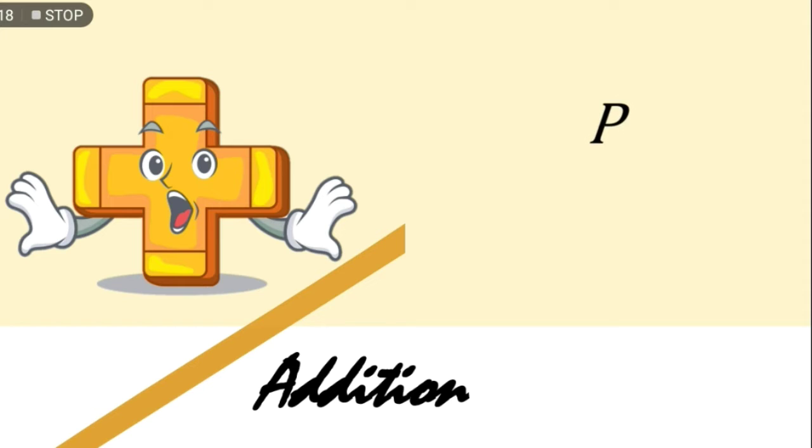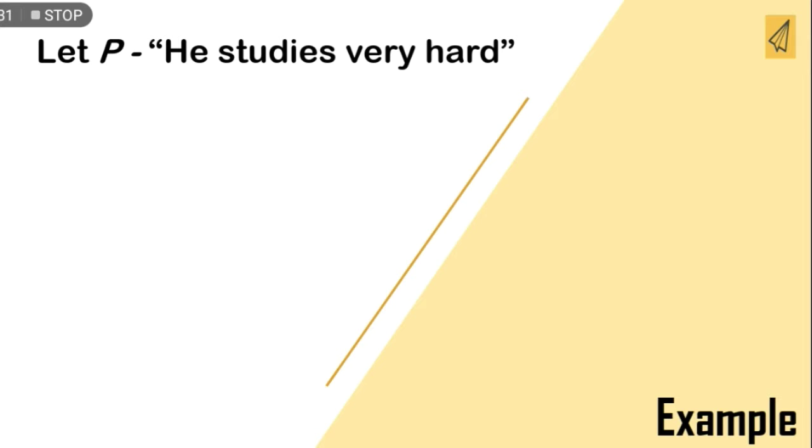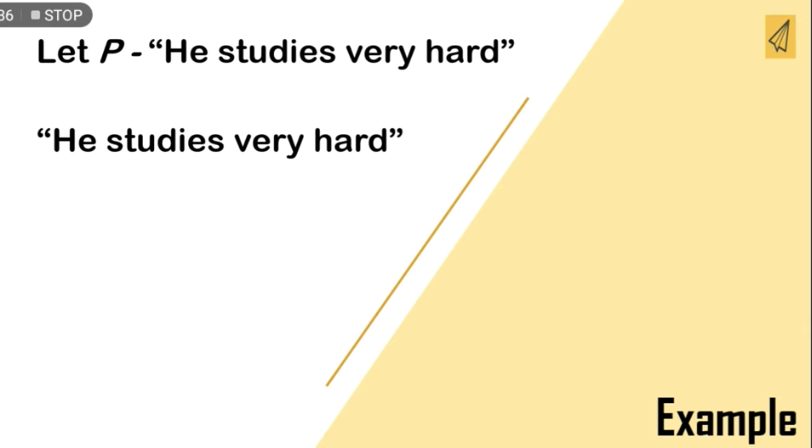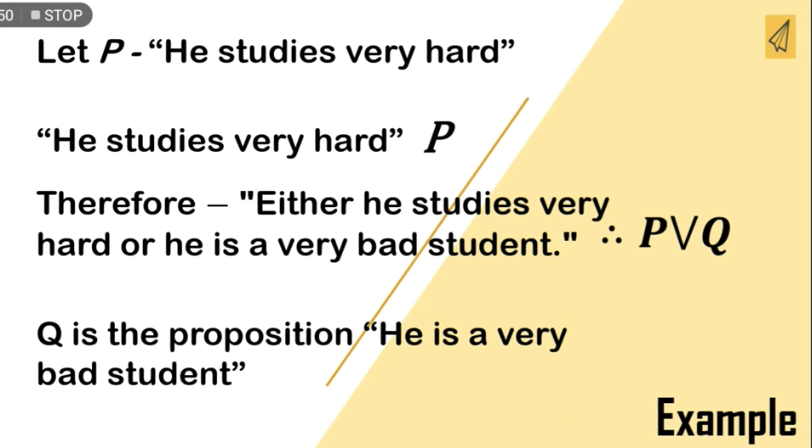If P is a premise, we can use the addition rule to derive P or Q. For example, let P be "he studies very hard." So in this rule, "he studies very hard" is our P. Therefore, either he studies very hard or he is a very bad student. That's our conclusion, where Q is the proposition "he is a very bad student."